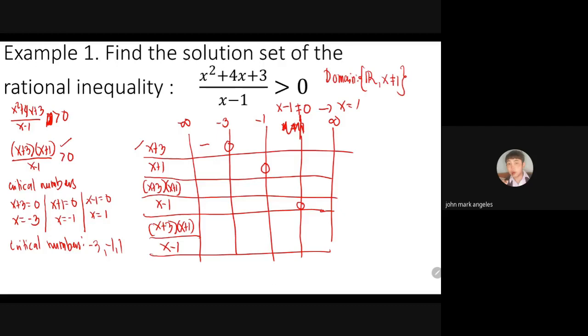Kuha ka ng number na nasa right ni negative 3. Yung pinakamadaling masolve. Kunyari, 0. 0 plus 3, 3 ibig sabihin positive. Malamang positive to. X plus 1. 0 siya dito. Kuha ka ng number na madaling isolve na nasa left niya. Say for example, negative 3. Kasi nasa left siya ni negative 1, di ba? Negative 3 plus 1, that's negative 2. Ang sign ay negative. Malamang negative din to.